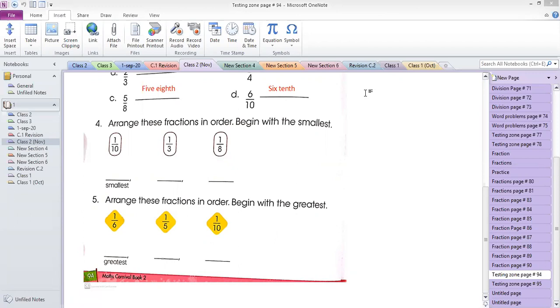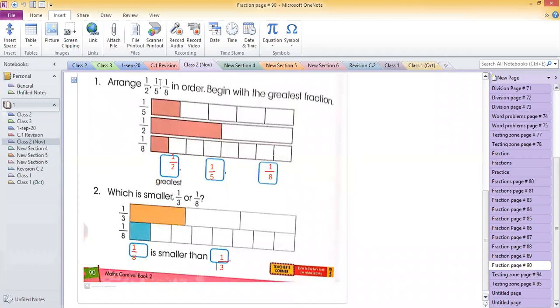So guys, again I repeat, for those students who did not give the answer correctly, the answer is actually 1 over 10. 1 over 10 is the smallest one, because we studied just now that when we have the same numerator but different denominators, the more the denominator, the lesser the fraction, okay?